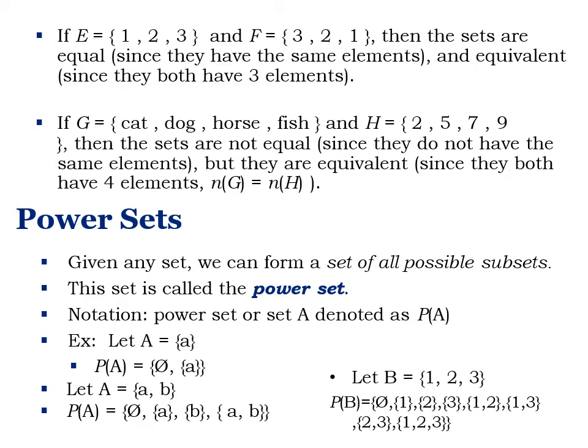For example, if you have a set B with elements 1, 2, and 3, then your power set will be: first we have null, we have 1, we have 2, we have 1 and 2, 1 and 3, 2 and 3, and 1, 2, and 3. So that is for power sets.